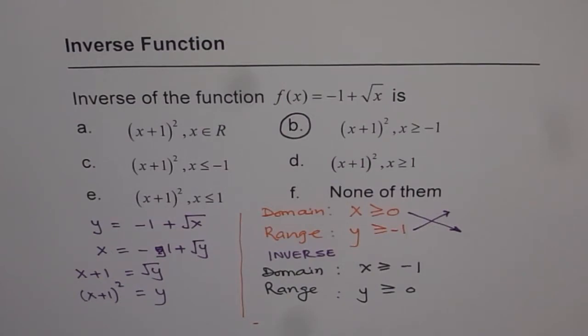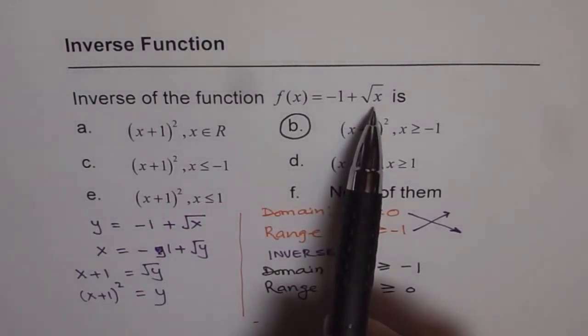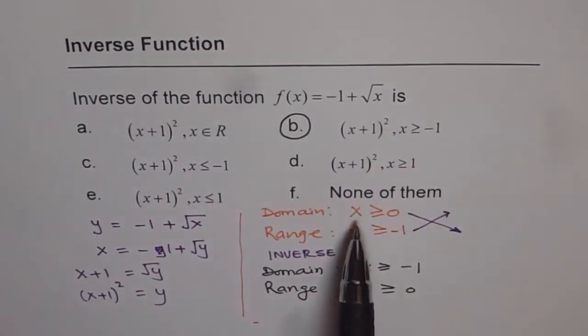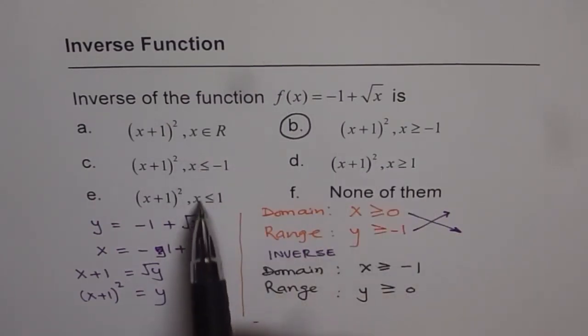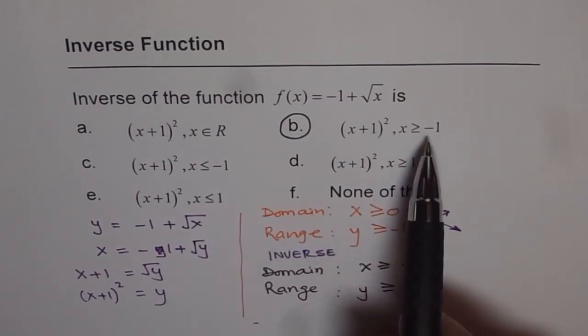Do you understand? Now, we have taken time to solve this since we wanted to understand the concept, but you could do it very quickly. That is, first find the domain and range of the function itself. Domain is x greater than or equal to 0 and the range is y greater than or equal to minus 1. Since for the inverse we swap x and y, domain and range will swap, and therefore we are looking for a domain of greater than or equal to minus 1. Amongst all these options, the only option is B, so that is our answer.